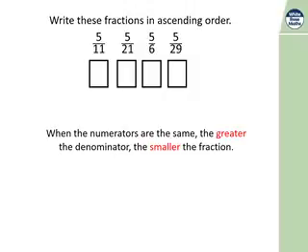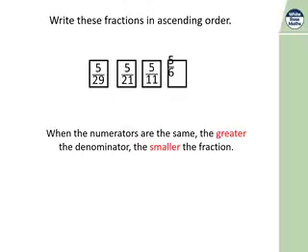Therefore, to put these fractions in ascending order, which means from smallest to greatest, we need to start with the smallest fraction, which will be 5/29 because that has the greatest denominator. Then 5/21, 5/11, and the greatest fraction here, the largest fraction, is 5/6.